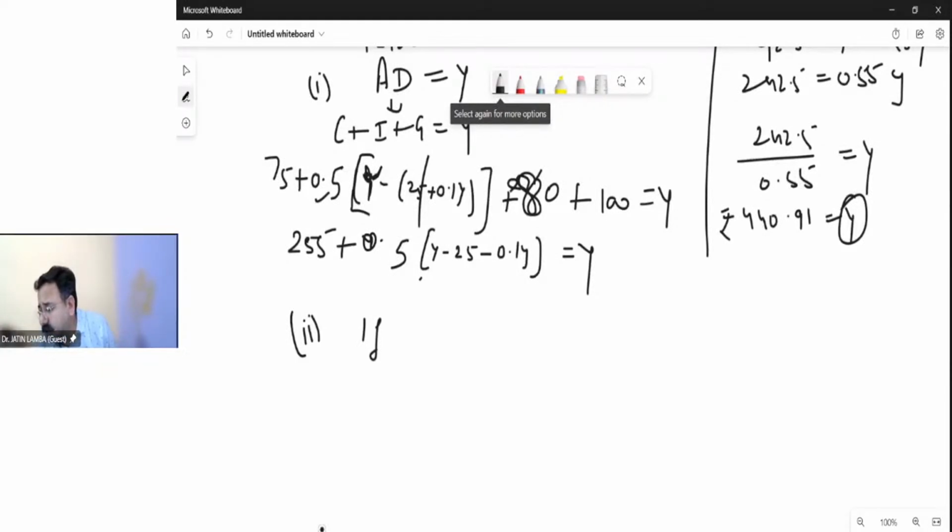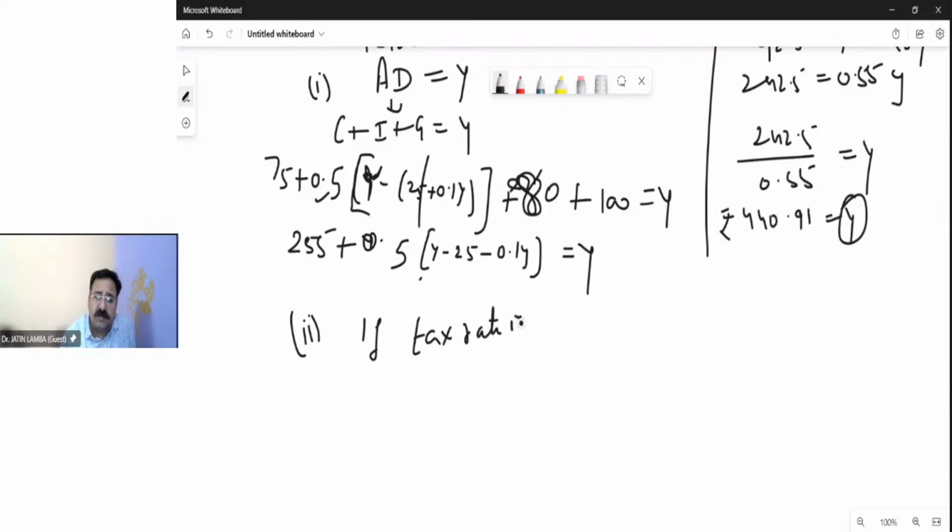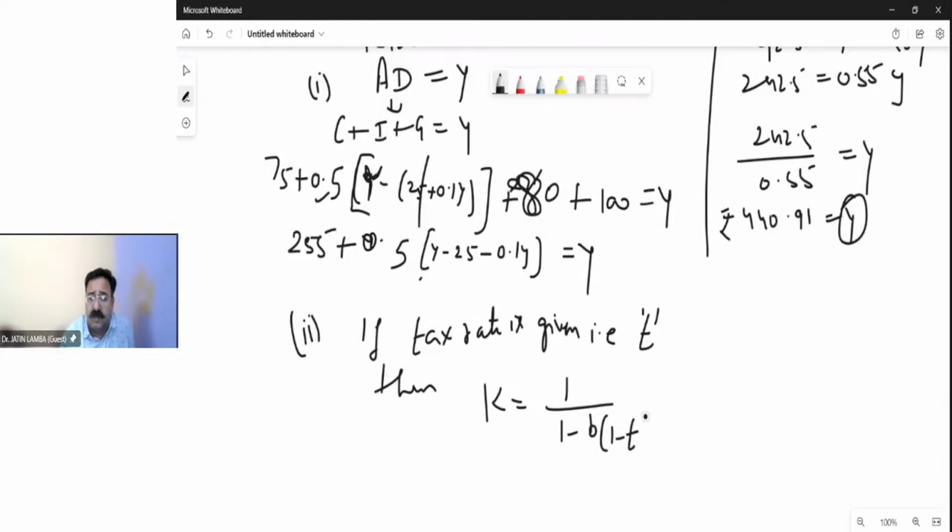Yes, the answer differs. Why? बताता हूँ. If tax rate is given, that is T, then there will be a change in the value of K. 1 upon 1 minus B becomes 1 upon 1 minus B into (1 minus T). Why this, sir? Why this?